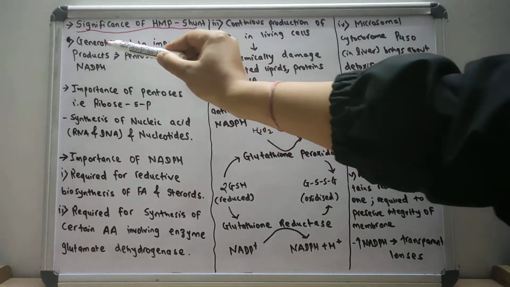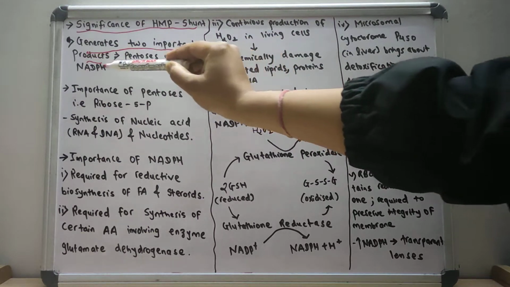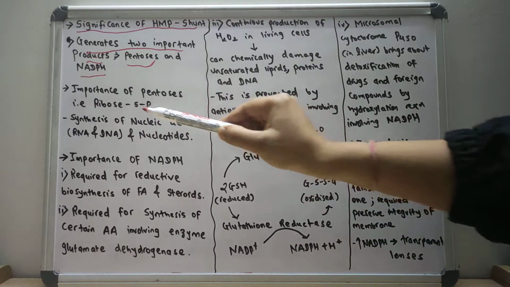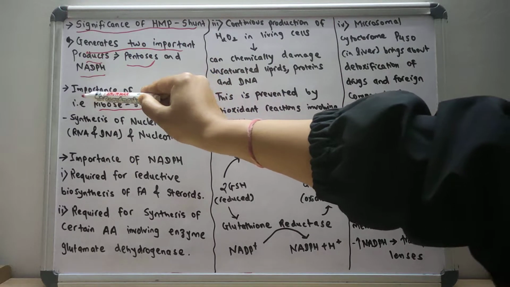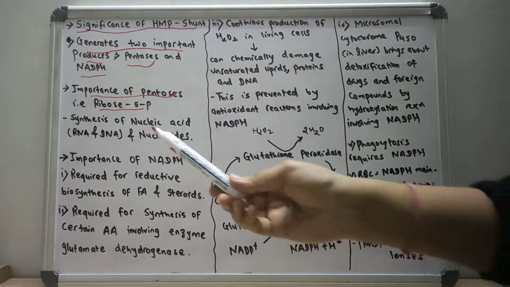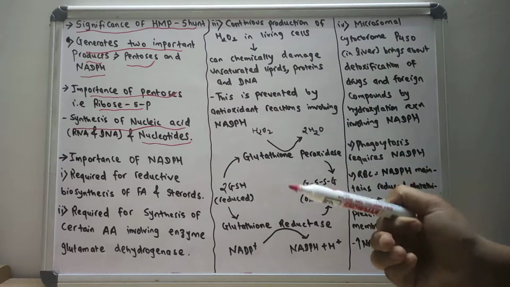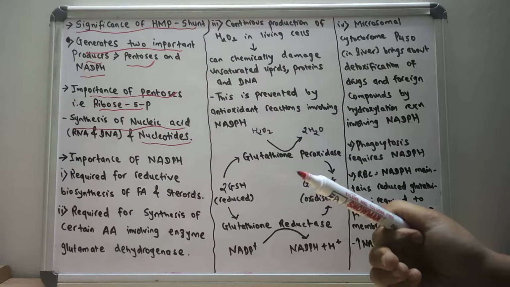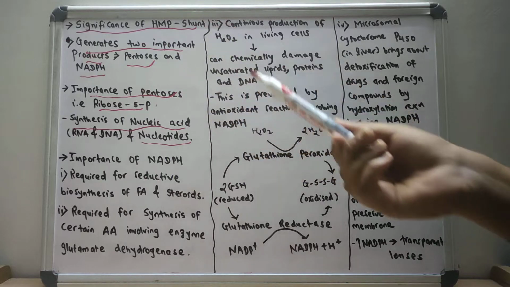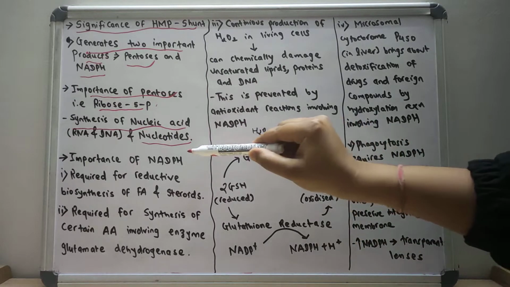As I have already told, the HMP shunt generates two important products: pentoses, the ribose, and NADPH. There is the generation of ribose 5-phosphate, and I want to start with the importance of the pentoses. Ribose 5-phosphate is used in the synthesis of nucleic acid and nucleotide. This is one of the very important significances of the HMP shunt. Another important product is NADPH.